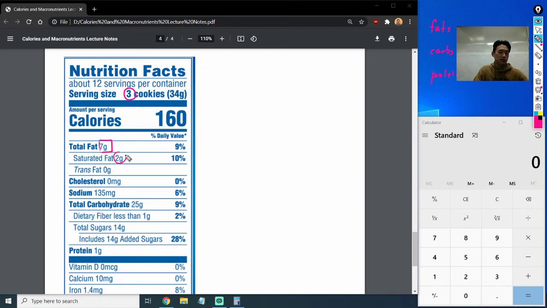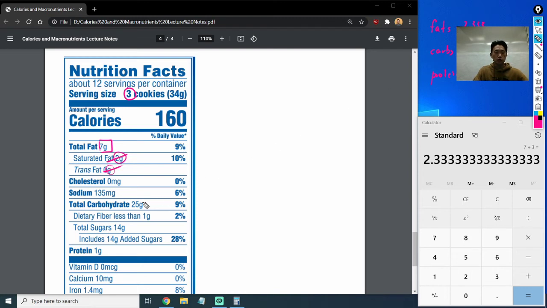There's different types of fat, right? There's saturated, trans, unsaturated fats, but these are just types of fat, so we're going to look at just total, okay? So there's 7 grams in 3 Oreos, so we have to do 7 divided by 3, so that means in 1 Oreo, we have about 2.33. Okay, so we're going to put 2.333 grams in 1 Oreo.